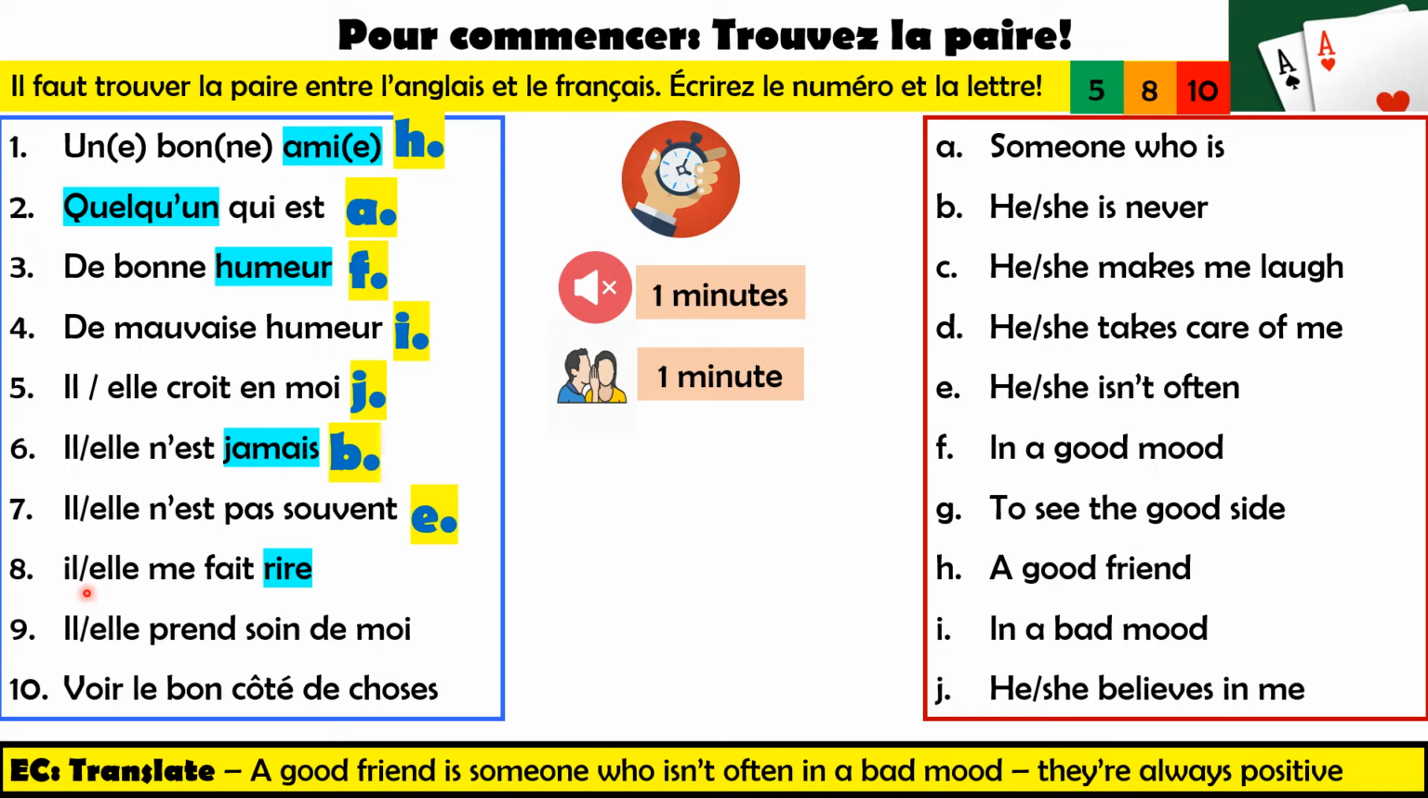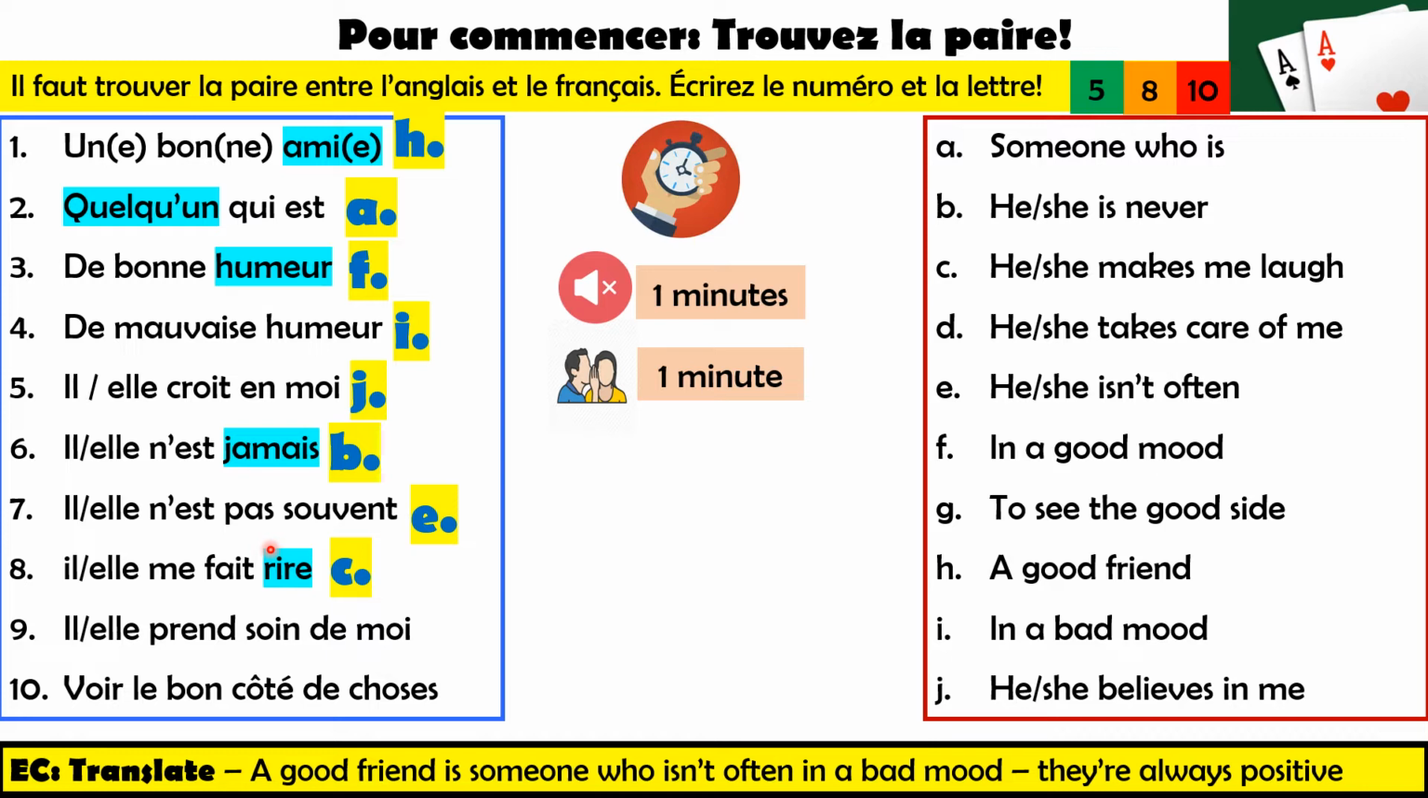Alors, numéro 8, il, elle me fait rire. Now, I know you've seen the verb rire before. Et donc, ça veut dire he or she makes me laugh. Now, let's talk about the verb faire. Faire is our verb to do, but it's also the verb to make. So you can say, oh, je fais un gâteau. I'm making a cake, or I made a cake. Alors donc, here, you're saying he or she, me, makes laugh, which is how you say it in French.